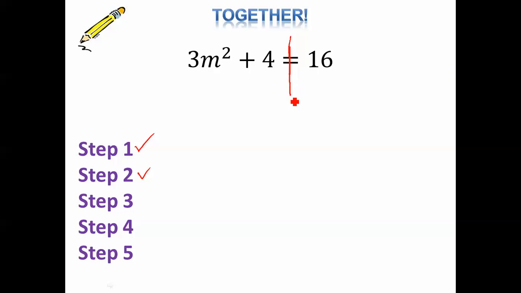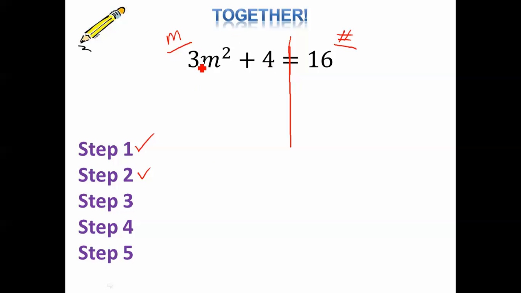Our next step is to separate. So we want our variable on one side, our numbers on the other. My variable's m. There's already some on this side. There's none over here, so I'm going to leave them over here. And I'm going to put my numbers over here.